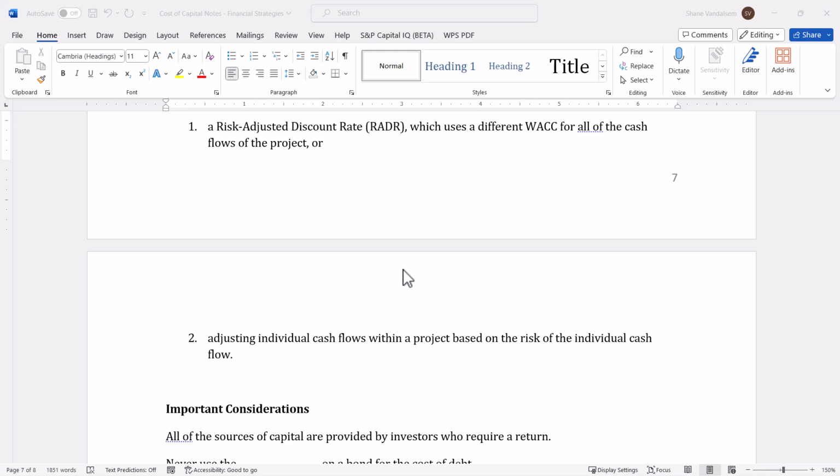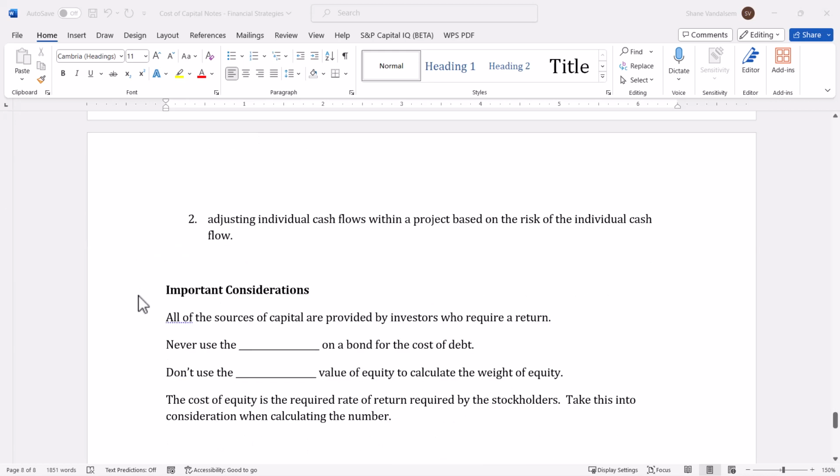So a few important considerations. First of these is that all of the sources of capital are provided by investors who require a return. The sources of capital, again, being common stock, preferred stock, and debt. And when we think about retained earnings for the firm, those earnings that are generated by the firm and then not paid out as dividends, if a company keeps the earnings rather than paying them out, then the firm needs to earn returns on those retained earnings that are adequate to compensate the stockholders for giving up those earnings and not receiving them as dividends.